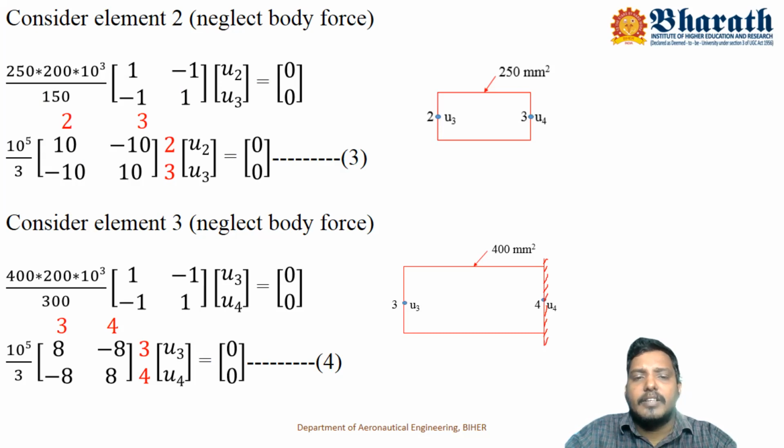Then consider element number 3. Here also you neglect body forces. Element 3 consists of node 3 and 4. The respective nodal displacements are U3 and U4. The area of the element is 400 mm square, Young's modulus is 200 into 10 power 3, and the length of the element is 300 millimeter. Then we will get 10 power 5 by 3 [8 -8; -8 8] {U3, U4} equal to 0. Then 3 and 4 indicate the nodal numbers of the respective elements. From equations 2, 3 and 4 we will assemble and get the finite element equations.